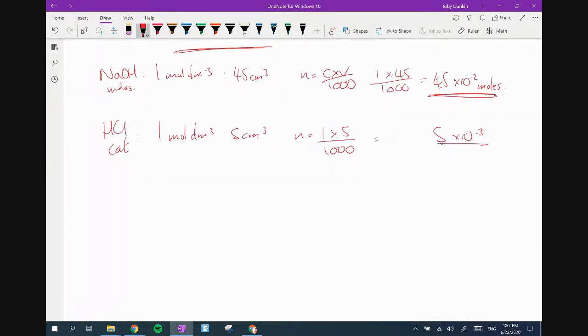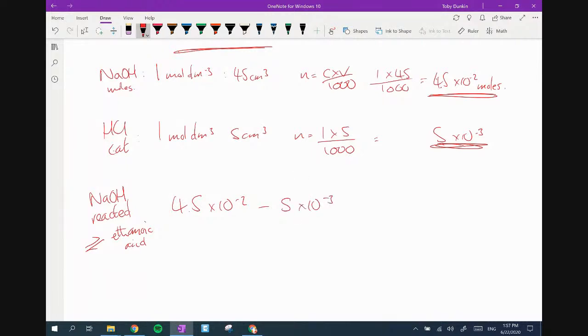Right, now what's going to happen is, we now know that 5 times 10 to the minus 3 moles of sodium hydroxide is going to be used to neutralize the hydrochloric acid catalyst. So what that means is we now need to work out the sodium hydroxide that reacted with the equilibrium ethanoic acid. What you need to do is take the sodium hydroxide, 4.5 times 10 to the minus 2, and minus the catalyst moles.